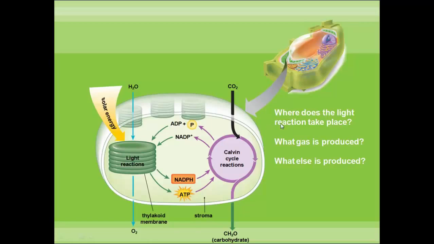Where does the light reaction take place? Well, there are many answers to this. You could say inside the chloroplast, but more specifically, you would say the thylakoid membrane. What gas is produced? You can see oxygen coming out of the chloroplast. What else is produced? Well, coming out of the thylakoid is ATP and NADPH. You have no idea what NADPH is yet, but it's a hydrogen carrier. ATP we know is adenosine triphosphate, the energy molecule.